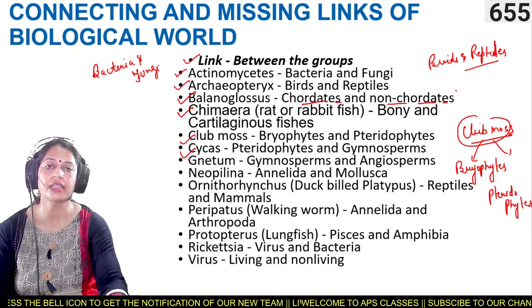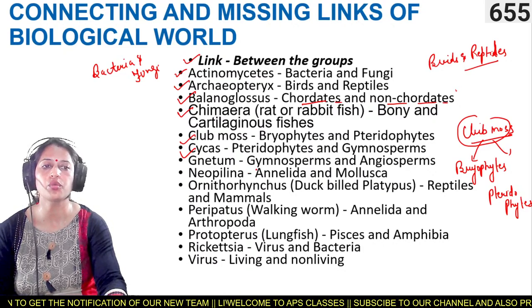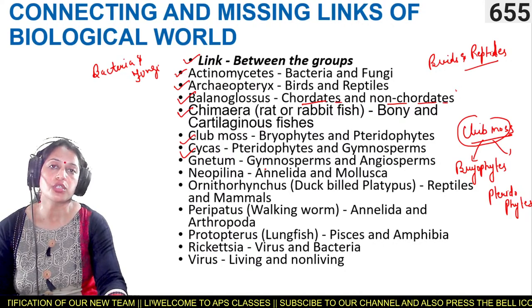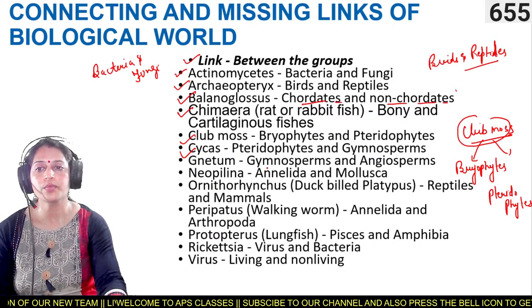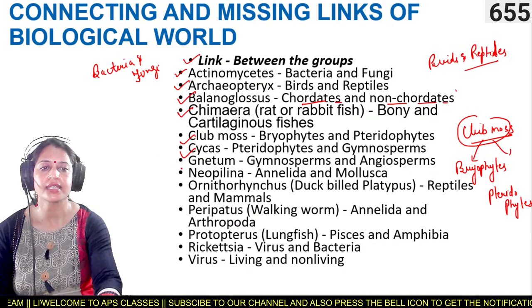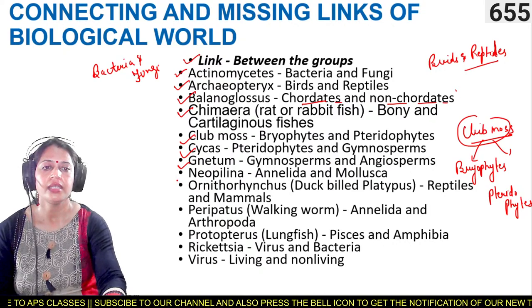Pteridophytes. Next is Cycas. This is the link. In Cycas, the link between the two groups, that is between the pteridophytes and the gymnosperms. Next is Gnetum, that is gymnosperms and angiosperms.